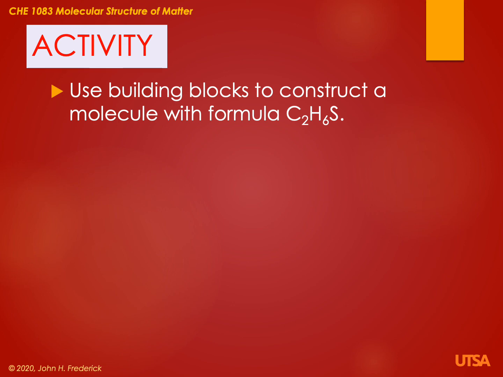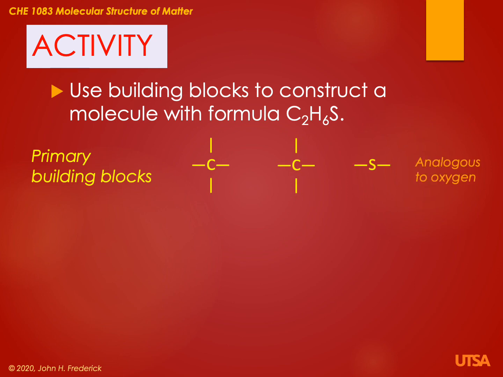Okay, I hope you've had a chance to work on this. Let's go through and look at the different parts of this. First of all, we've got these primary building blocks. We've got 2 carbons that each form 4 bonds, and sulfur that forms 2 bonds. It's kind of analogous to oxygen in that way. And then we've got 6 terminal atoms, which are all the hydrogens.